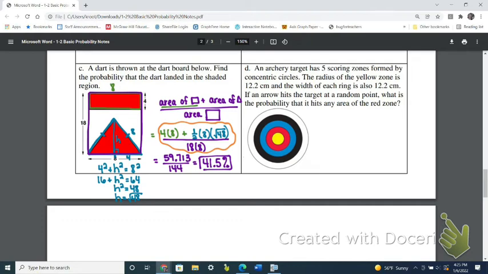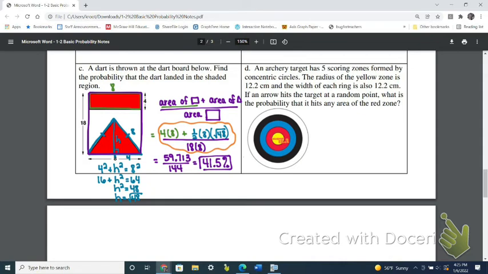Finally, an archery target has 5 scoring zones formed by concentric circles. That just means they're all centered around the same point. The radius of the yellow zone is 12.2 centimeters. So here to here is 12.2. The width of each ring is also 12.2. So each ring grows by 12.2.